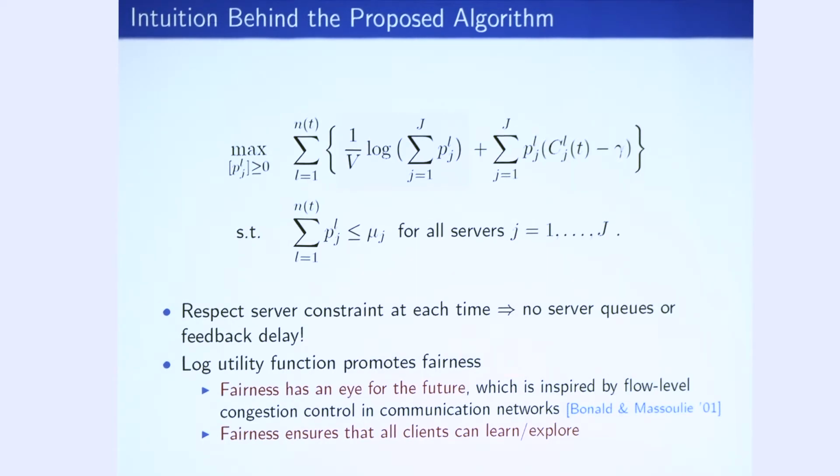So in this sense, we say the fairness has an eye for the future, and that's actually the crucial thing, that we avoid the pitfalls of myopic matching. And the second important role of fairness is that it ensures every client has an opportunity to pull an arm. So every client can learn and explore. So no client is left behind. This will turn out to be crucial in the performance analysis later. Okay? So that's the log utility function part.